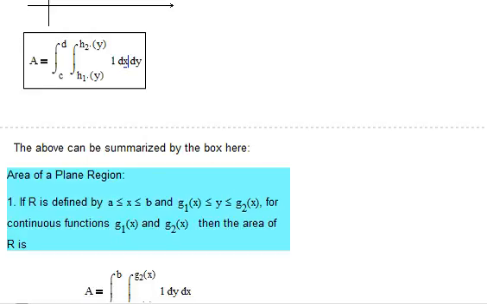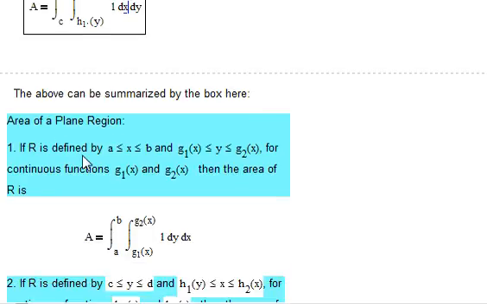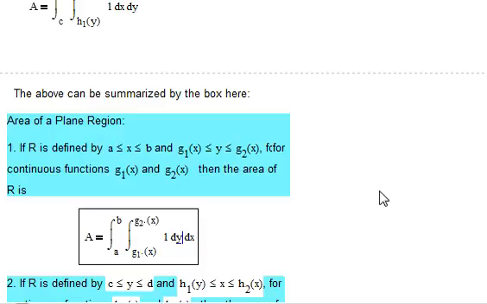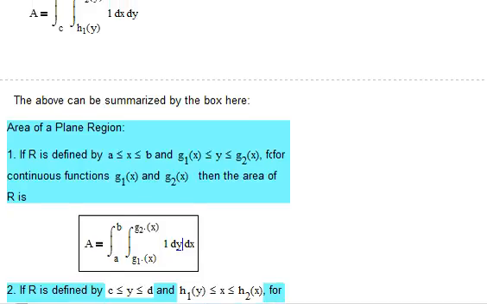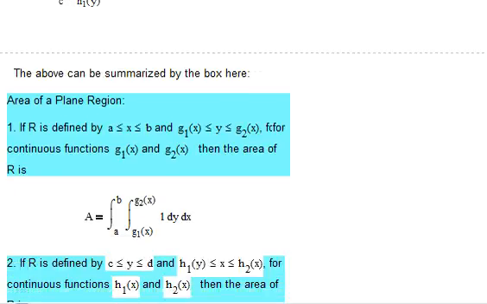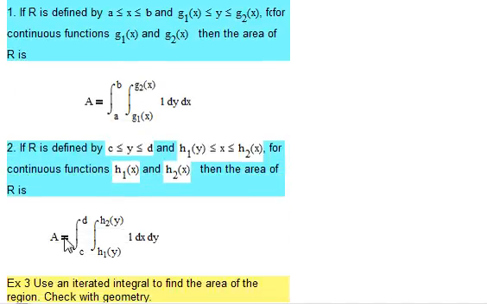So the whole thing can be summarized with this. The area of a plane region, if R is defined as above, in other words, x is a number between a and b, including a and b, and y is bounded by function g1 of x at the bottom and g2 of x at the top, for those functions continuous, then the area of the region R is given by this iterated integral. And of course I wrote it with the dy first, but we could get the same result from this if the function was more conveniently written like that. That's what part 2 says here.